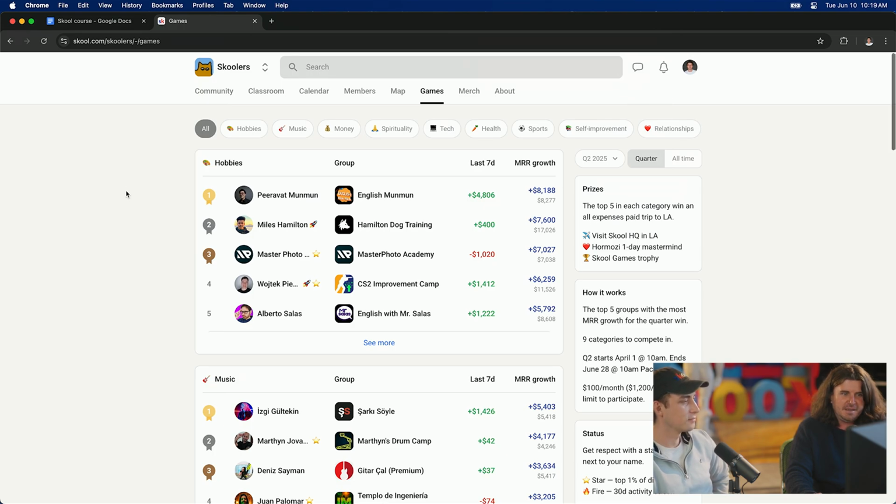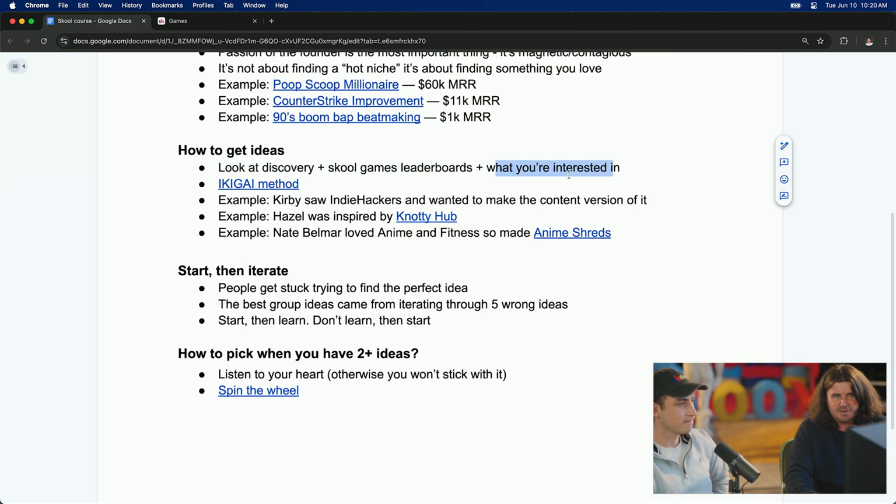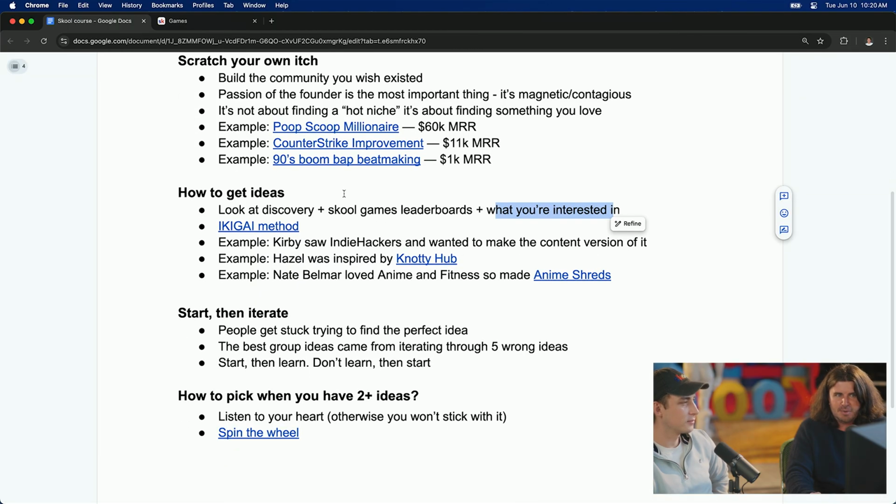Yeah. Musical instruments. I mean, you'll start to just get ideas when you look at the Discovery and the Skool Games leaderboards. Yep. And so look at these things and then look at what you're interested in from up here. And you might start to come up with some ideas and just start writing them down in a Google Doc or on a piece of paper.